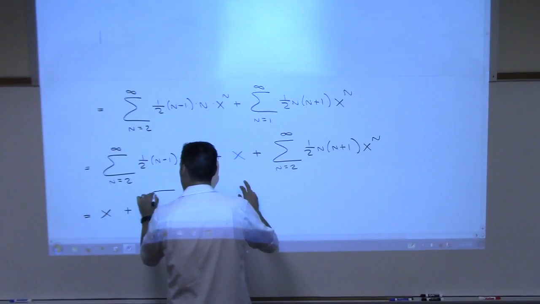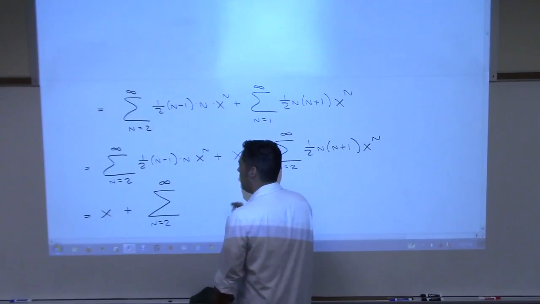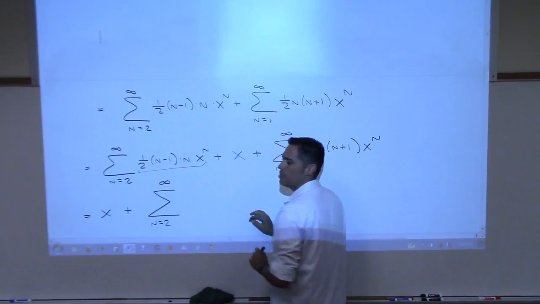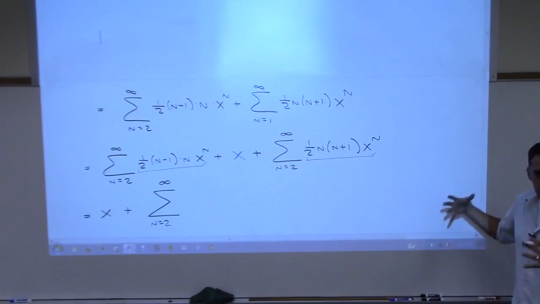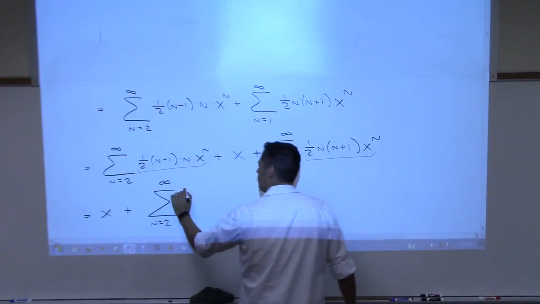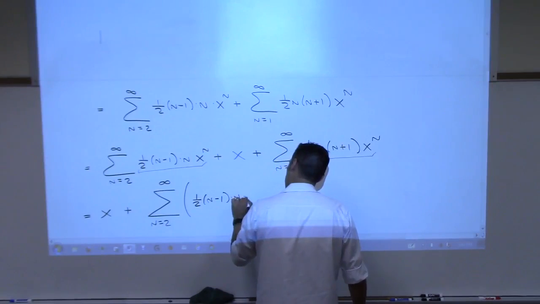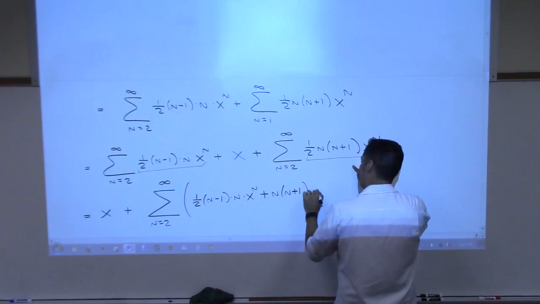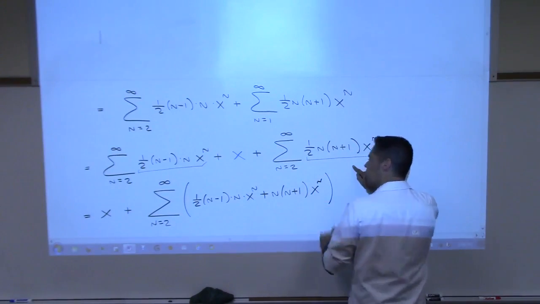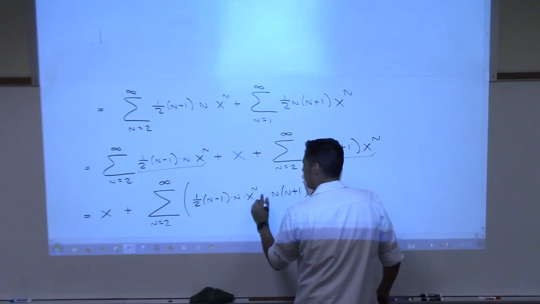Plus, now I'm going to combine both these sums into one sum. They're still going to start at 2 to infinity. And then it's going to be everything in this one, plus, because it's a plus here, everything in this one. So let's put those all together into a single sum. I'll put a big parenthesis here: 1/2 n minus 1 times n times x to the n plus this one, n plus 1, x to the n. Y'all understand that? Oh, I forgot the 1/2. Thank you. That would have been a problem.